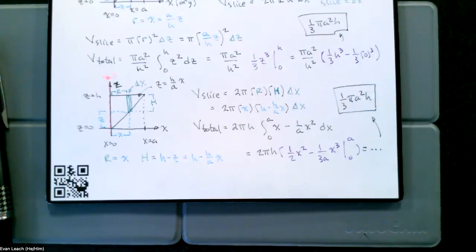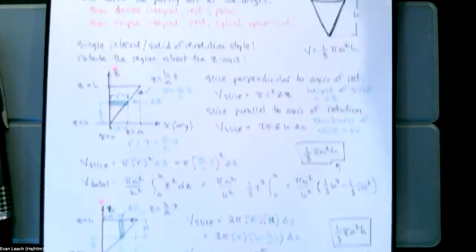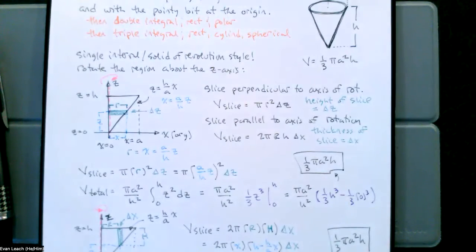Any questions? What I like about this is that we know what we're headed for, this 1/3 pi a squared times h. Which constant popped out first? The pi a squared or the h? We can see in both cases where the 1/3 came from. In both cases, that 1/3 came from integrating something squared.